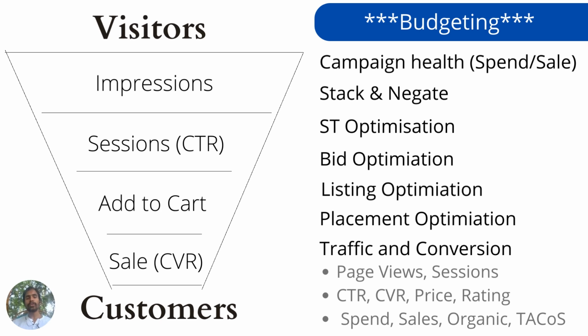You also should be doing search term optimization or search term analysis on a weekly or bi-weekly basis. You should be doing your bid optimizations once a week, and you should also be doing your listing optimizations as and when you see certain search terms where you're getting so much traction. You need to make sure those search terms are definitely there on your listing.